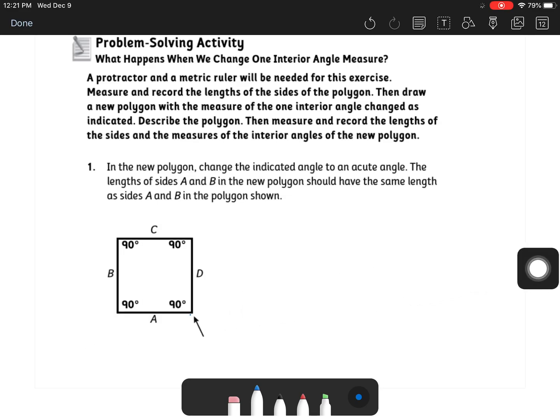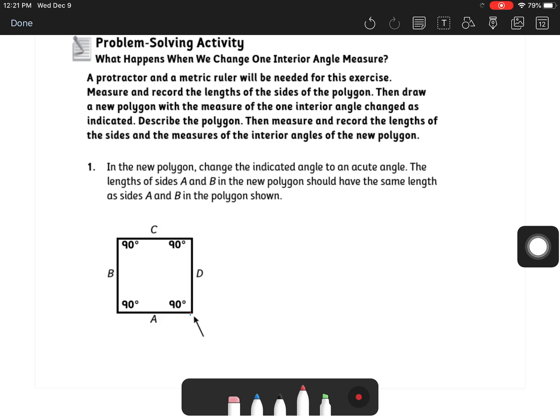Okay. Now, probably to keep this a little simpler, just because we don't have a ruler and a protractor, what I would do is I'm just going to redraw the figure right on top of the current one that we have, and that way we can use the same length for A and B, since we're supposed to leave those the same. But I'm going to change this right angle into an acute angle.